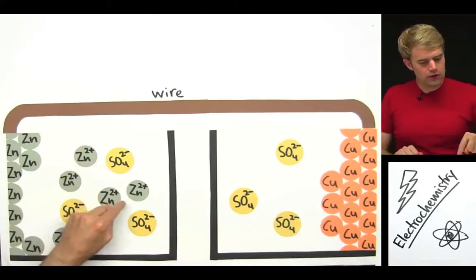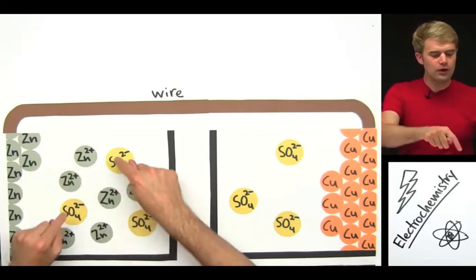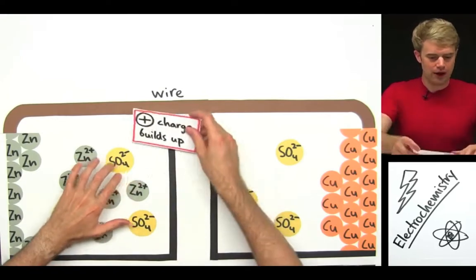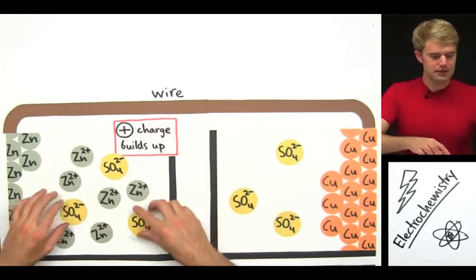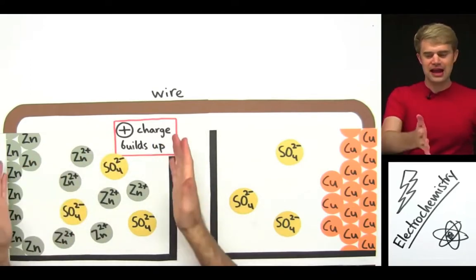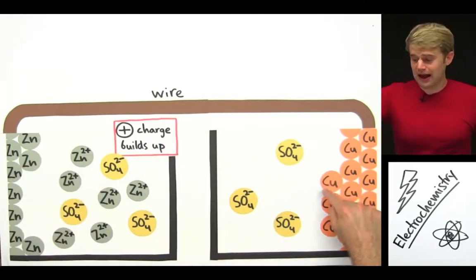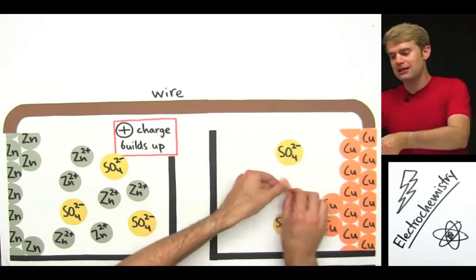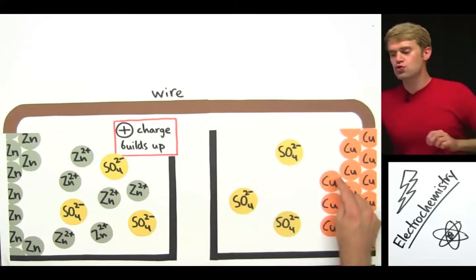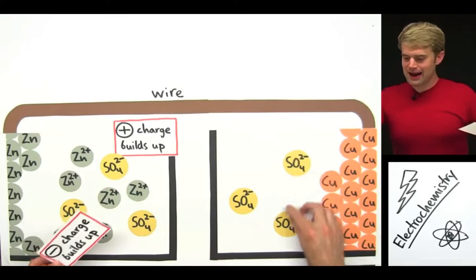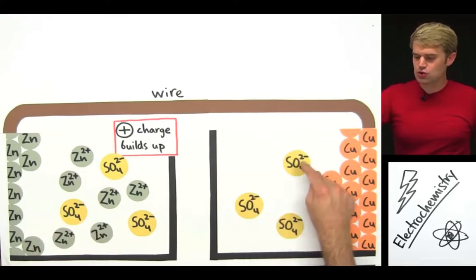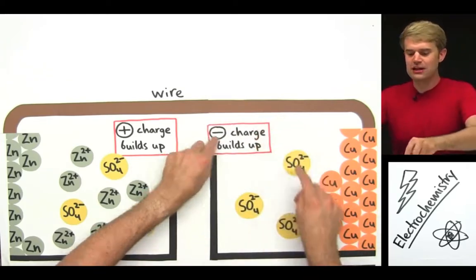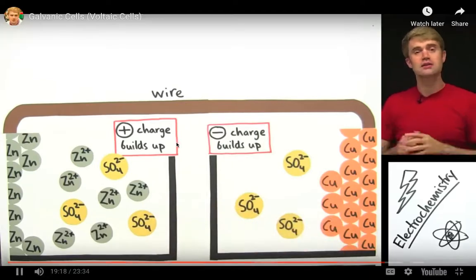Now we have all of these Zn2+, but we have only a few of the SO4 2-. So after just a little while, positive charge really begins to build up in this half cell. And then over here, as the positively charged ions like this lose their charge by gaining electrons and turn into neutrally charged copper, now there are a whole lot more SO4 2- than there are Cu2+. So a negative charge begins to build up on this side.